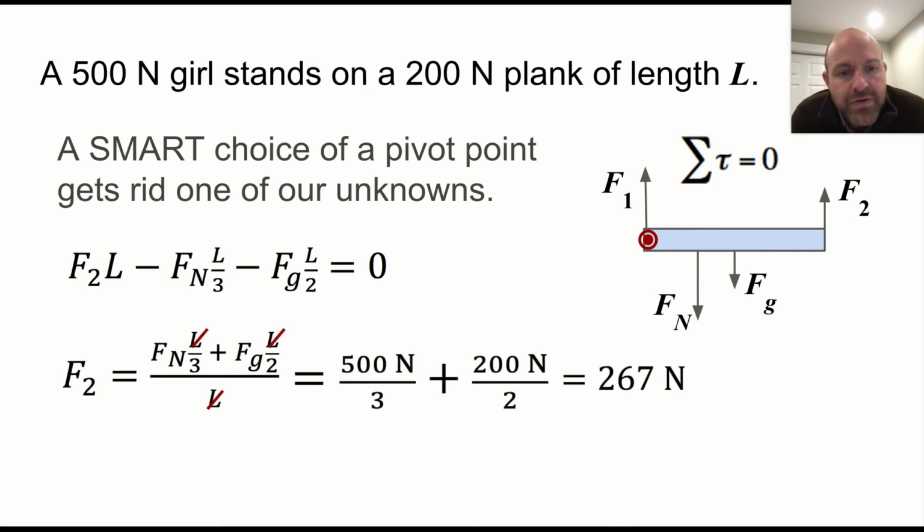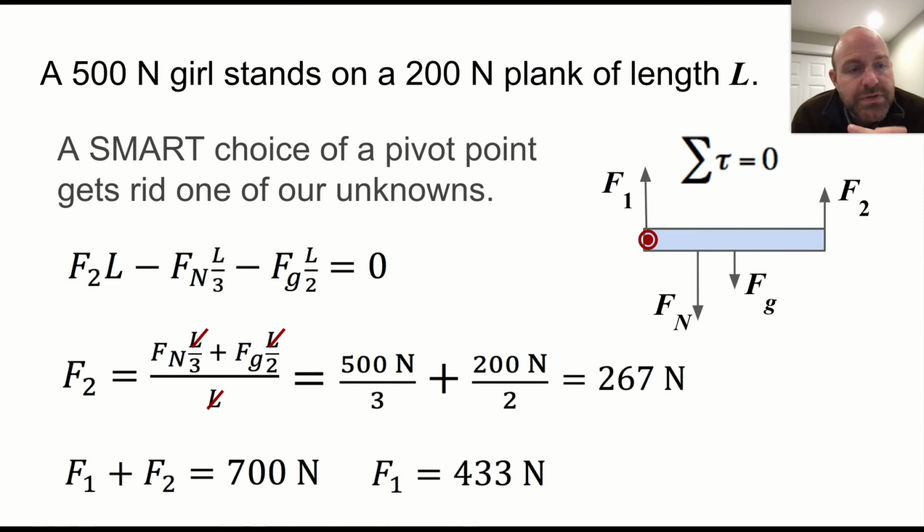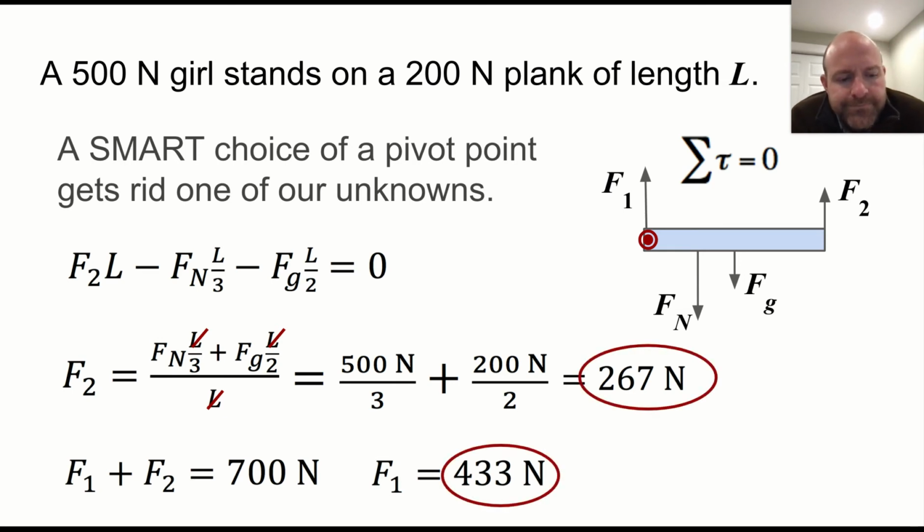The L's all cancel out, and you end up with 267 newtons in this case. Now, that was the power of picking a pivot point where a force was not going to apply a torque. By doing that, we're able to solve for one of them, and then we can go back and use our net force in the y direction equals 0 equation to say F1 plus F2 have to equal 700 newtons. We know what F2 is, so we can find F1, right?